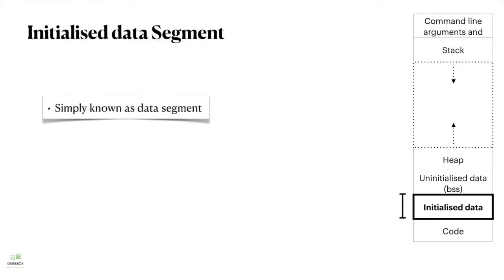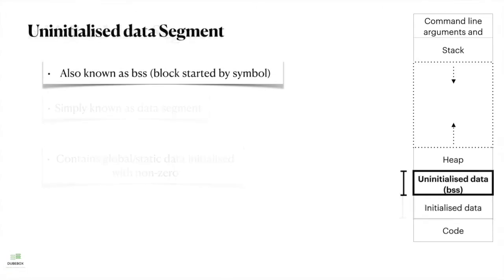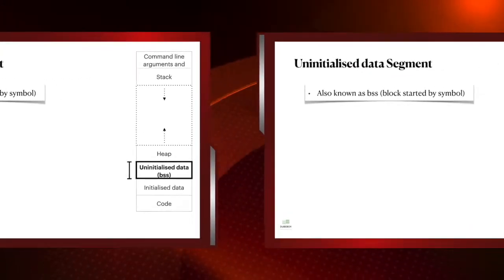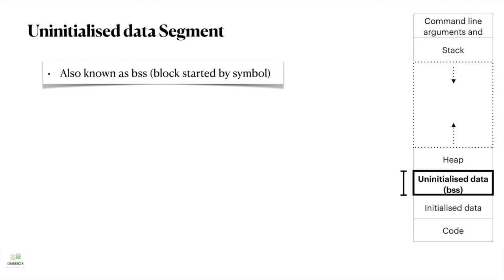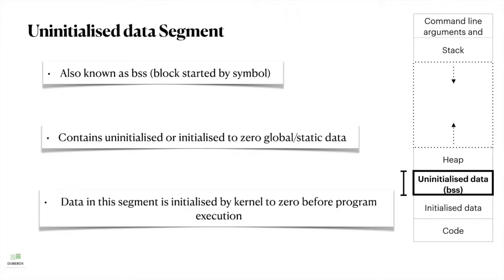Initialized data segment. It is simply known as the data segment. It consists of global or static data initialized with non-zero values. Uninitialized data segment. It is also known as BSS, block started by symbol. It consists of global or static data either uninitialized or initialized with zero value. Data in this segment is initialized by the kernel to zero value before program execution.